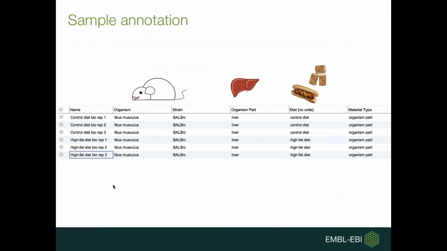Instead, what you need to do here is to split the characteristics of your samples into individual columns. So if we think back to our imaginary experiment, this means that we'd have an individual column for the organism, the strain of mice that we used, the organism part that we analysed, and the diets that were involved in the experiment.